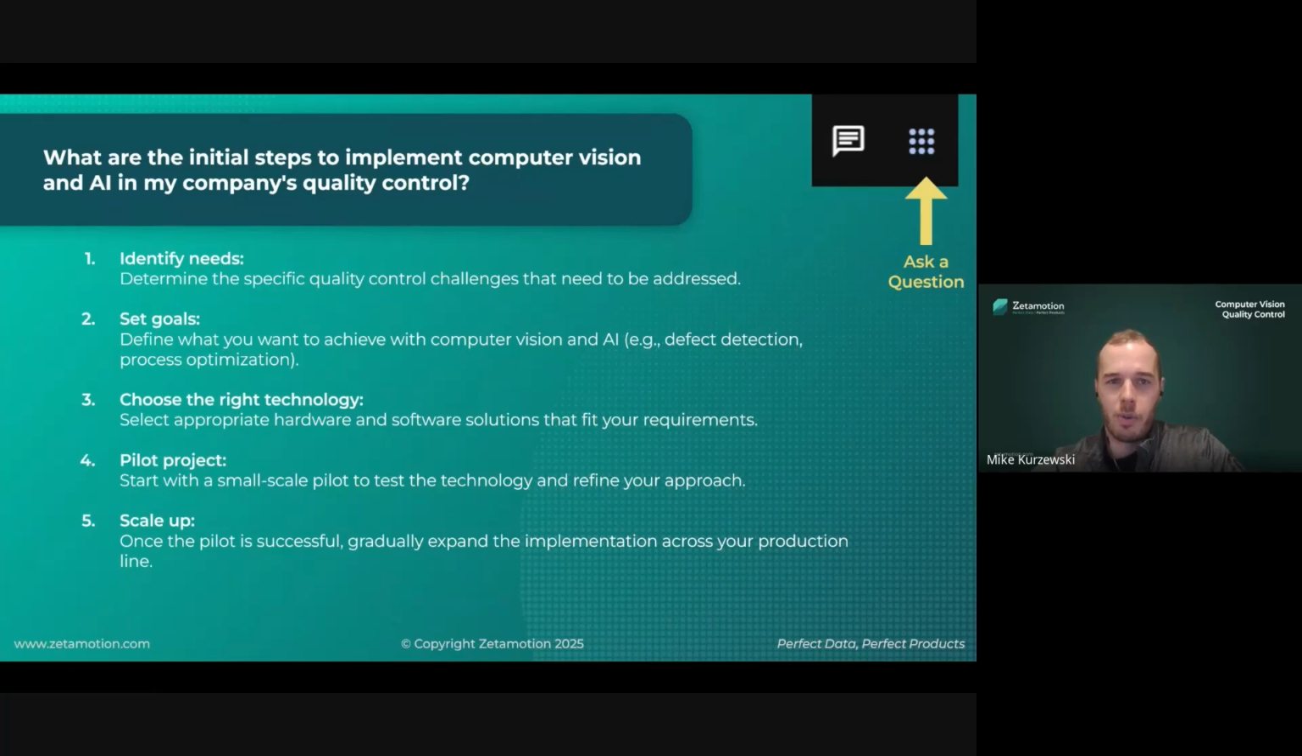So the first one obviously being, what are the initial steps? Like how can you go about adopting these solutions? I touched on it a little bit before, where I said you need to really understand what you need in your inspection process and in your QC process. You need to know what are the components that need to be inspected, what are your criteria, what are your actual defects, what are you looking out for. A lot of these things are not addressed beforehand.